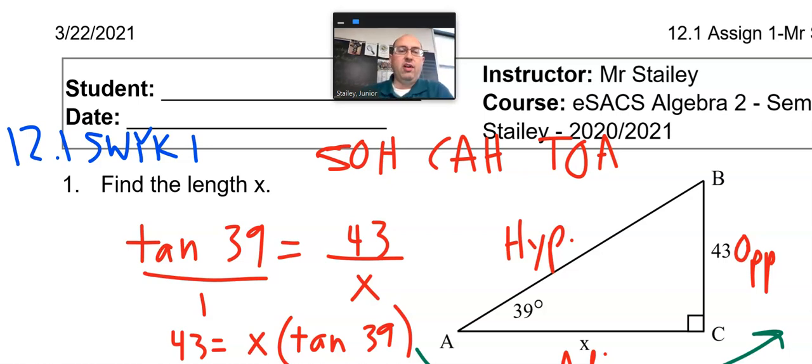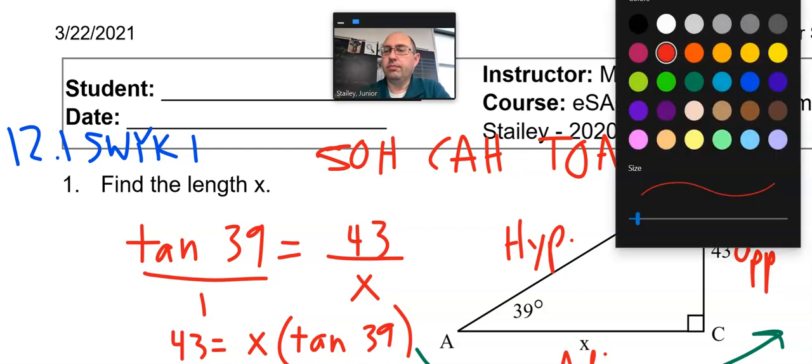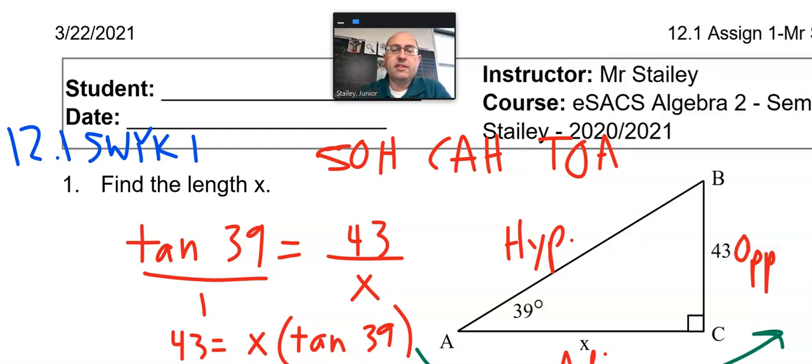All right, we're in week 12, section 1, Swyk 1. I wanted to remind you about something that you studied in geometry called SOHCAHTOA. That's where we're talking about sine, cosine, and tangent. Remember those names, sine, cosine, and tangent?